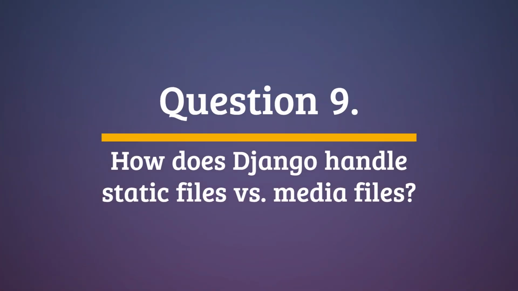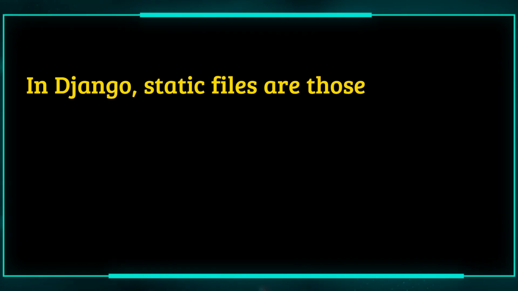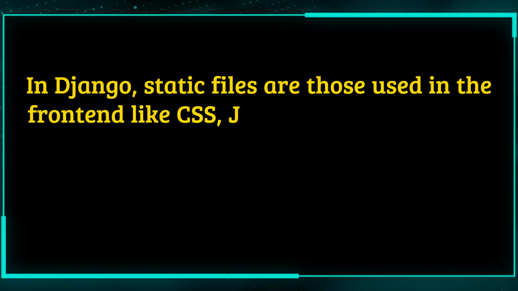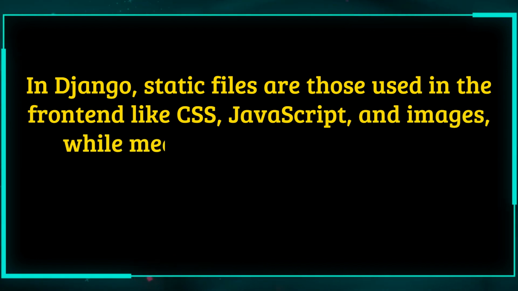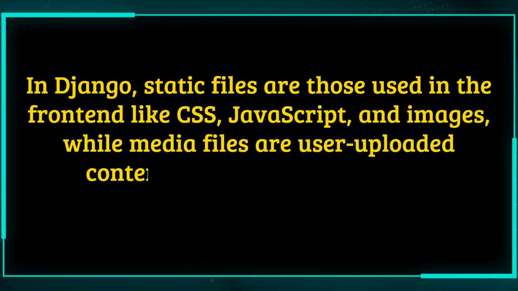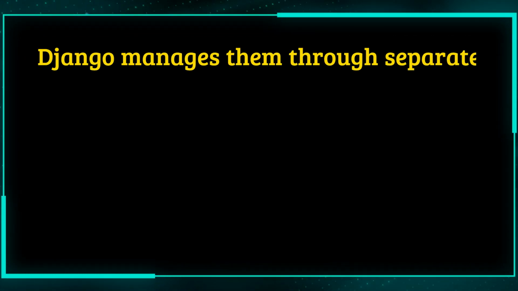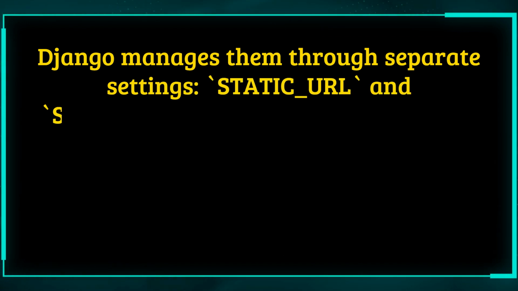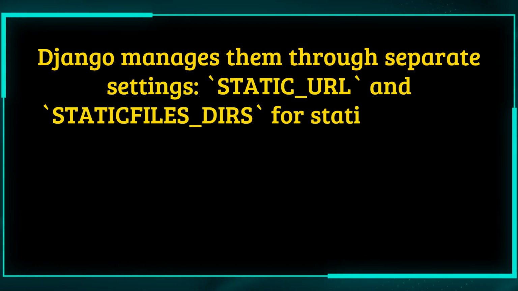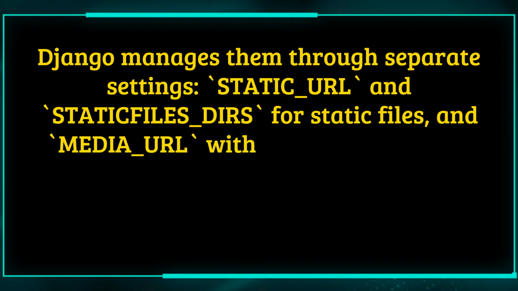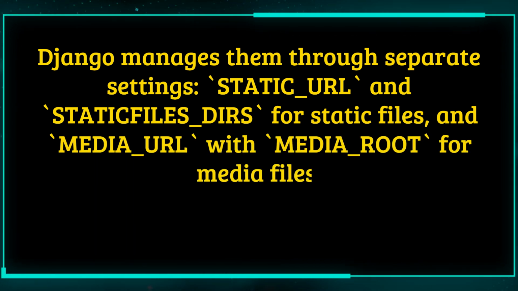Question 9. How does Django handle static files versus media files? Answer. In Django, static files are those used in the frontend like CSS, JavaScript, and images, while media files are user-uploaded content such as profile pictures or documents. Django manages them through separate settings: STATIC_URL and STATICFILES_DIRS for static files, and MEDIA_URL with MEDIA_ROOT for media files.